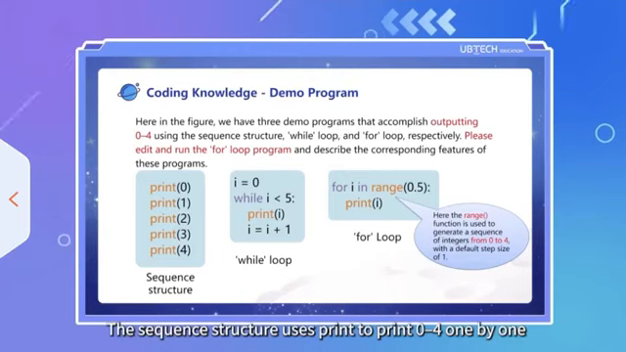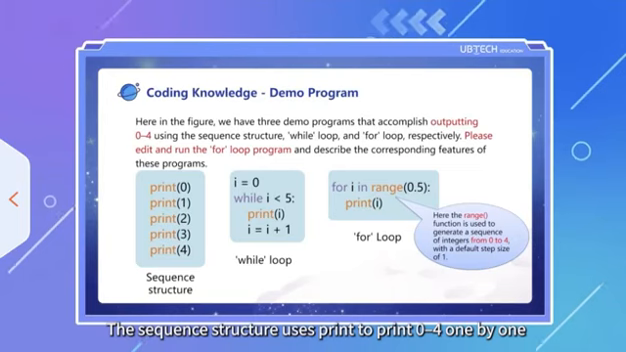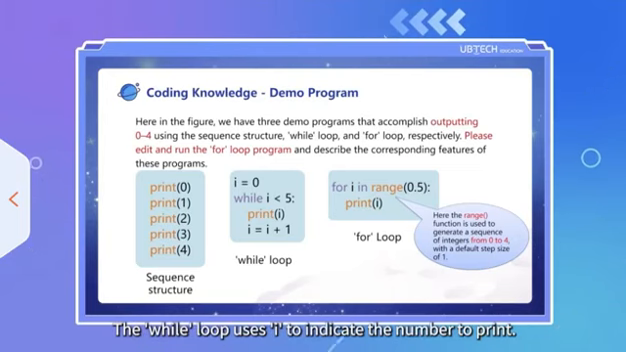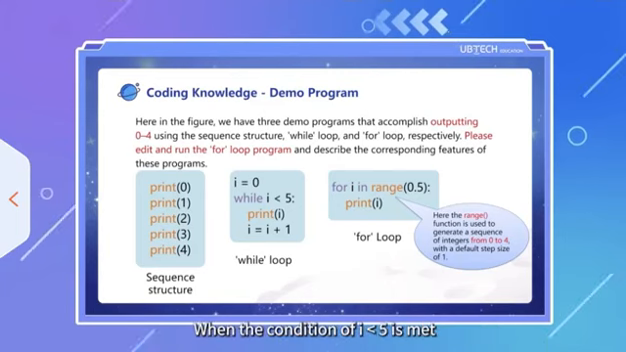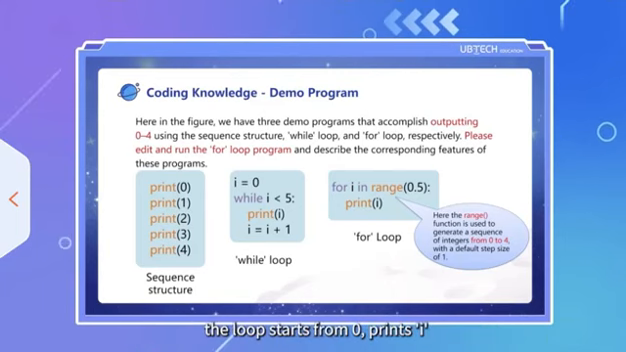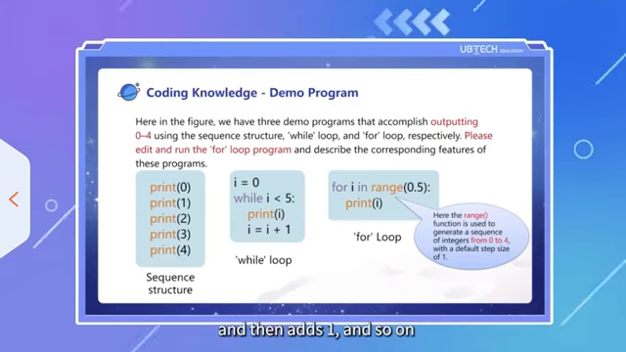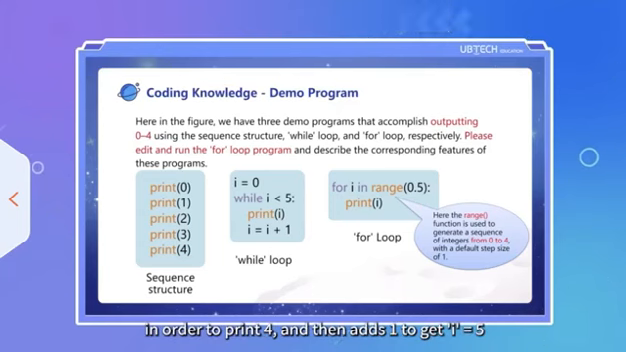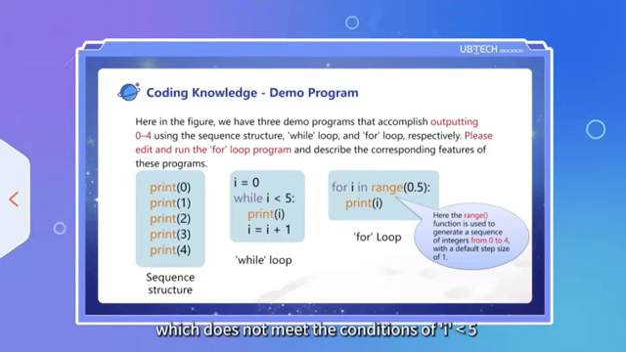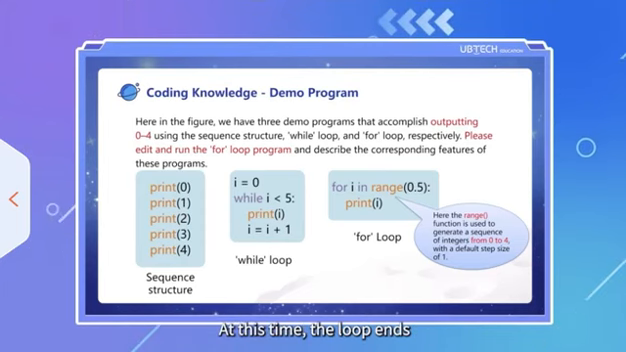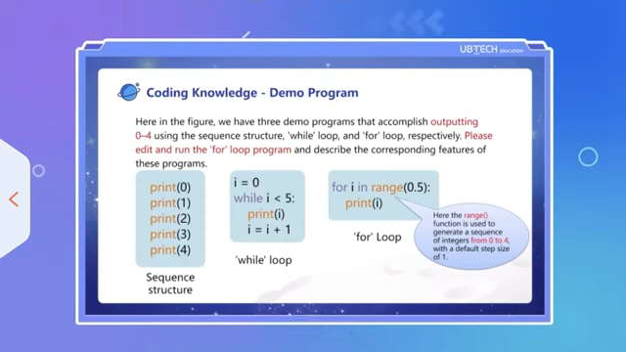The sequence structure uses print to print 0 to 4 one by one. The while loop uses i to indicate the number to print. Then the condition of i less than 5 is met. The loop starts from 0, prints i, and then adds 1, and so on, in order to print 4, and then adds 1 to get i equals 5, which does not meet the condition of i less than 5. And this time, the loop ends.